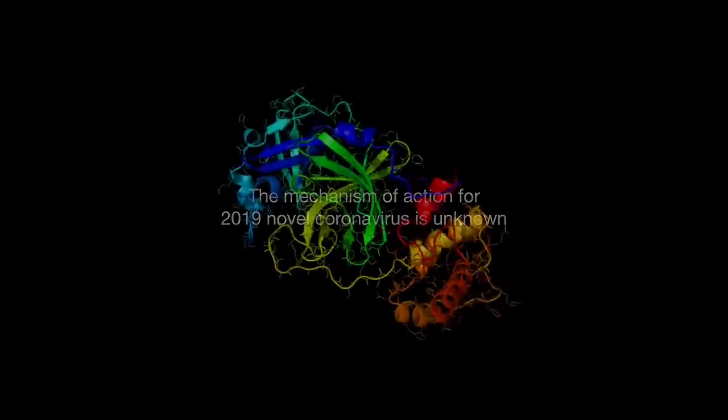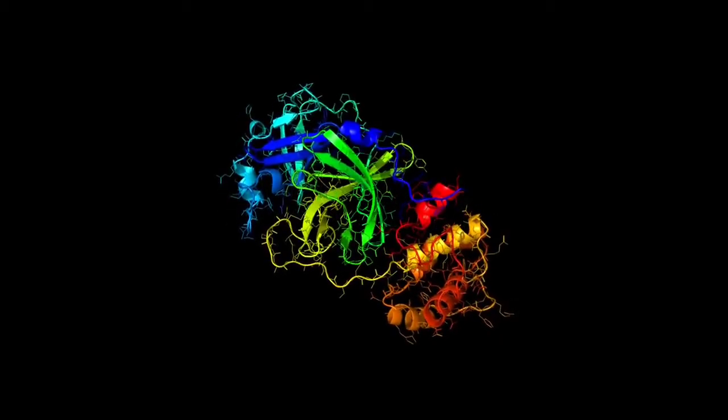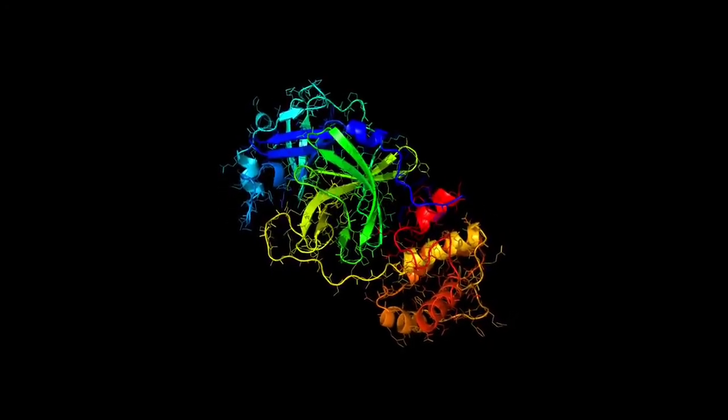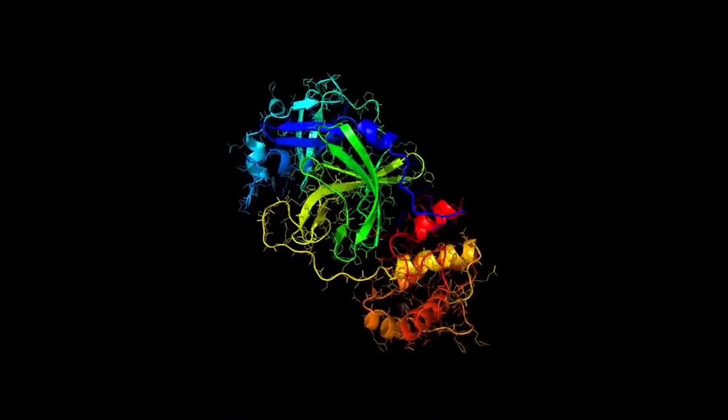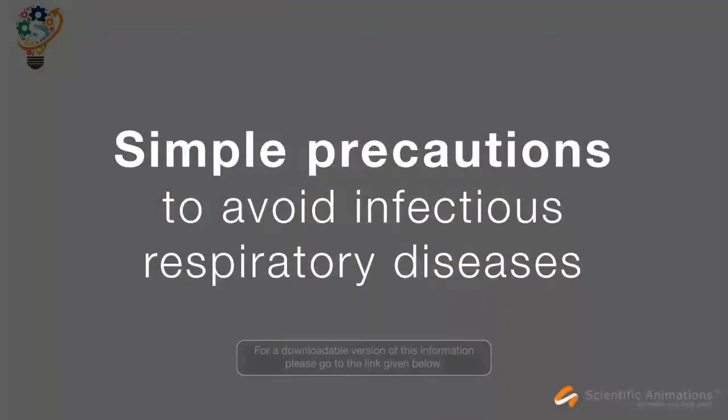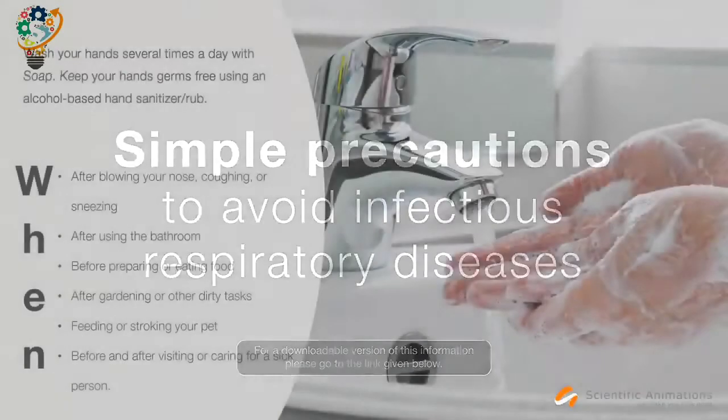It should be noted that the mechanism of action for 2019 novel coronavirus is unknown. However, scientists in China have sequenced the genome, while others have used this sequencing to visualize the structure. There is currently no cure or vaccine for the 2019 novel coronavirus, and treatment is only supportive. Therefore, preventing transmission is paramount.